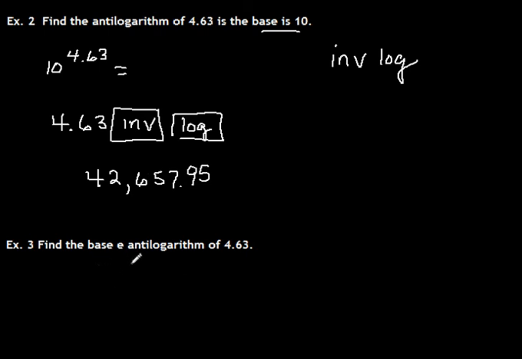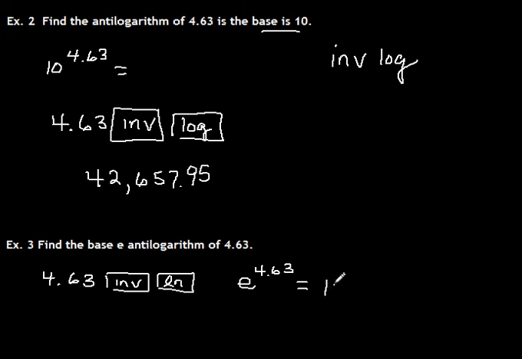All right, let's try another one. This time it's a base e. Same thing, you could just use your inverse. You have to play around with your individual calculators, but 4.63, and then you would do your inverse natural log, because remember, natural log is base e. That will give you the anti-log with a base of e. You could always do it the other way. e to the 4.63, you have an e button on your calculator too, and that would give you an answer of 102.51. See how easy these are?